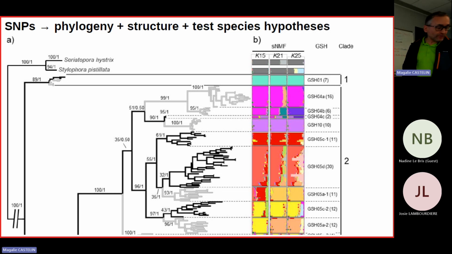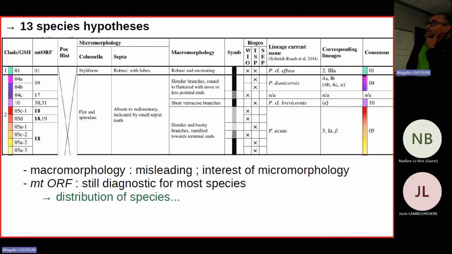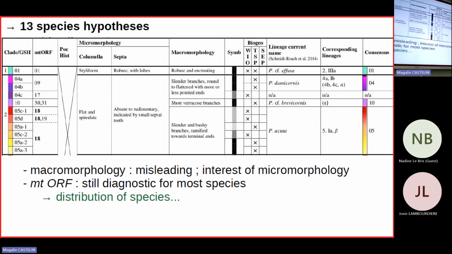So this is part of the tree, which is much bigger than that, but okay. If we compare with morphology and mitochondrial DNA, what can be the main information? So it's part of the results here. I did not put the whole table, but at the end, they got, among all the Pocillopora samples analyzed, 13, I would say, robust species hypotheses.